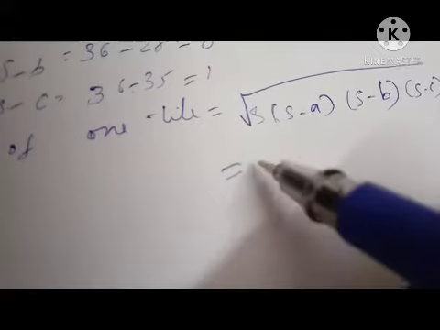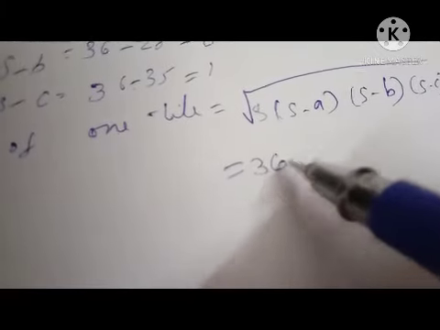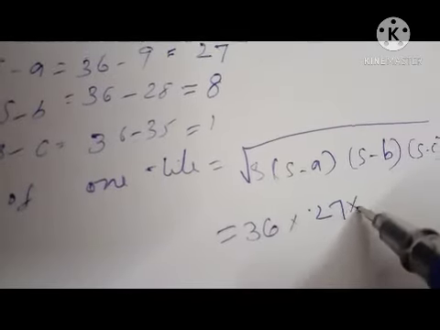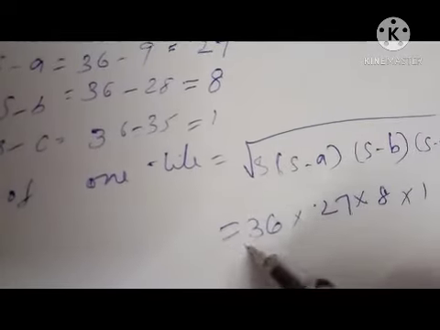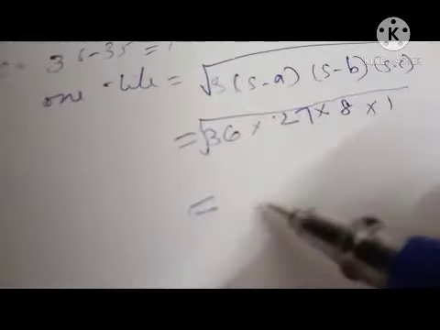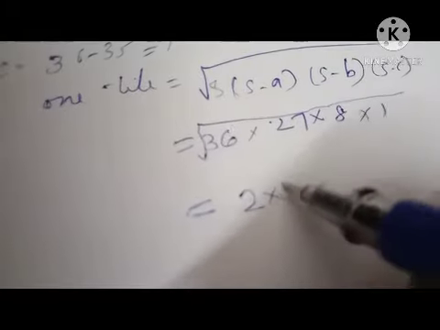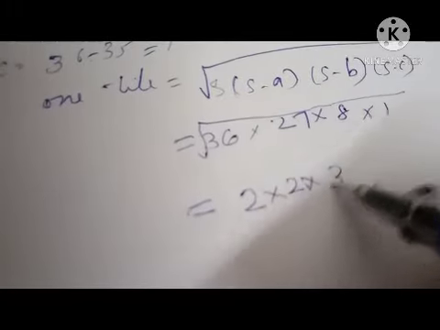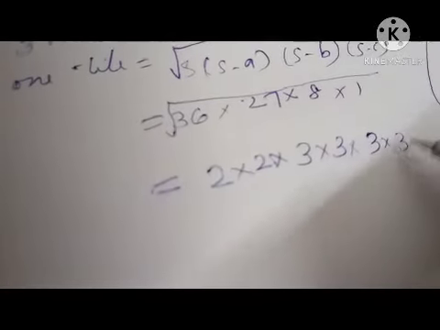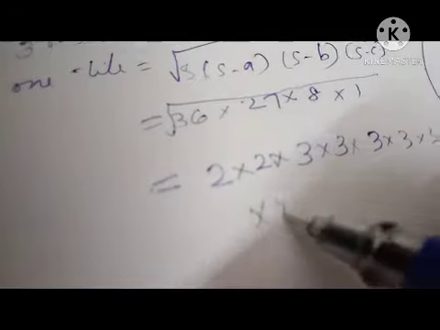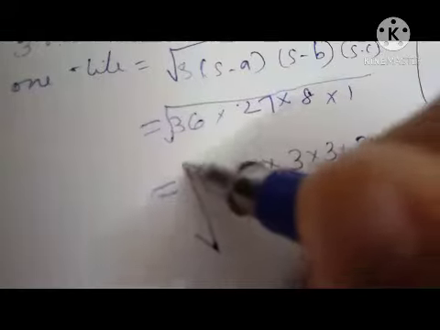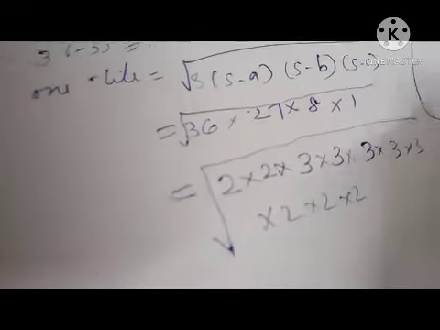That is equal to the square root of 36 into 27 into 8 into 1. Then we have to prime factorize. 36 is 2 into 2 into 3 into 3. Then 27 means 3 into 3 into 3. Then 8 is 2 into 2 into 2. Then 1, no need to write, because when we multiply any number by 1, that number itself we will get.